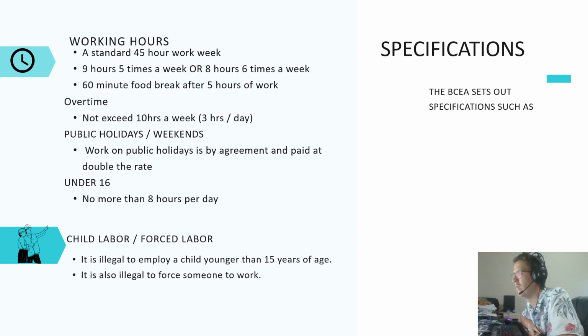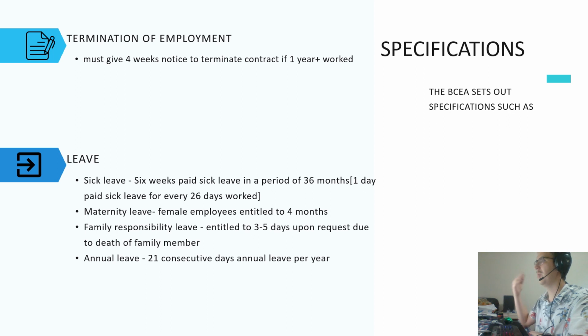Public holidays, you are paid double the rate. If you're under 18, you are not allowed to work more than 8 hours a day. Child labor or forced labor is still illegal. So these are the things that you would look out for when you do the basic conditions of employment. Same as if you must give 4 weeks notice in termination if you want to terminate the contract unless they've committed a legal act. Sick leave, you get 21 days for 6 weeks for every 36 months worked.